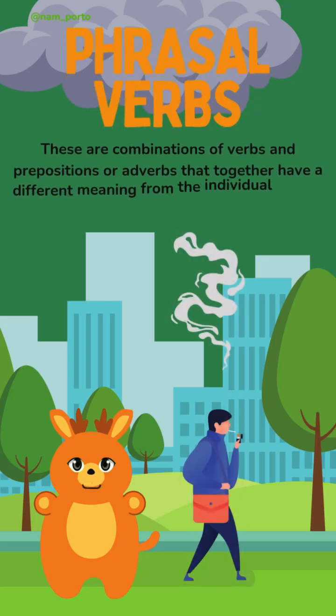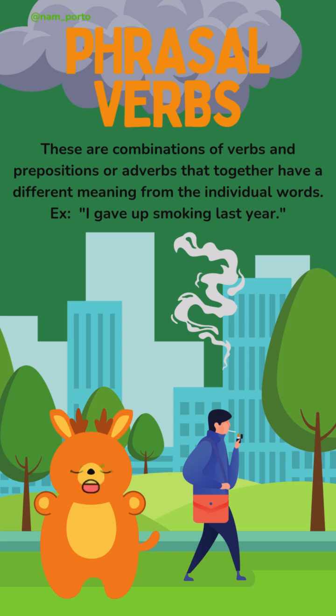Finally, we have phrasal verbs. These are combinations of verbs and prepositions or adverbs that together have a different meaning from the individual words. For example, I gave up smoking last year. The phrasal verb gave up means to quit. Other examples include look after, take care of, take off, become airborne, turn down, refuse.